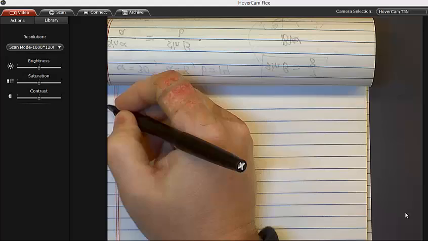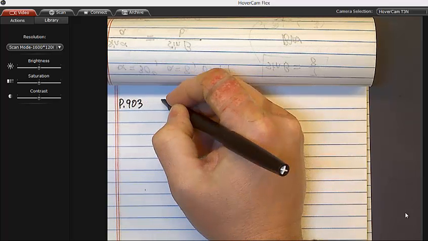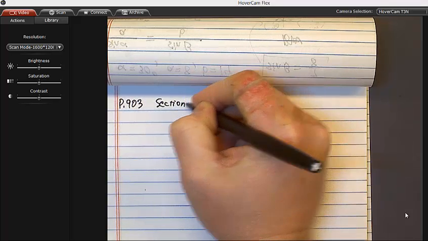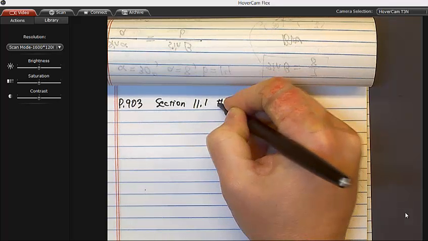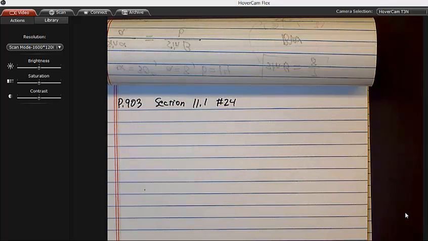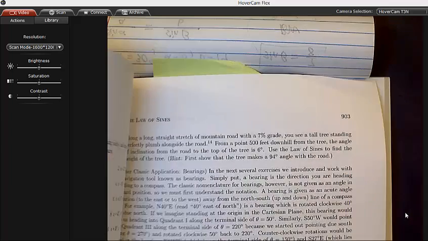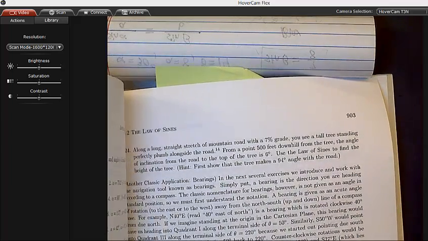Some examples here. Oh yeah, so 24 you said is a confusing word problem. Let me start with that. So page 903, this is section 11.1, number 24. And I think the first thing I'm going to do is just take a look at it with you, text-wise. Maybe we'll zoom in on it and read it a little bit.